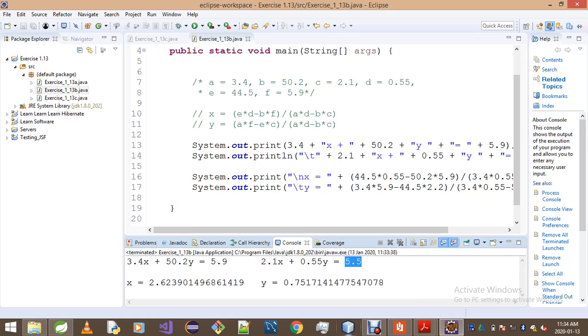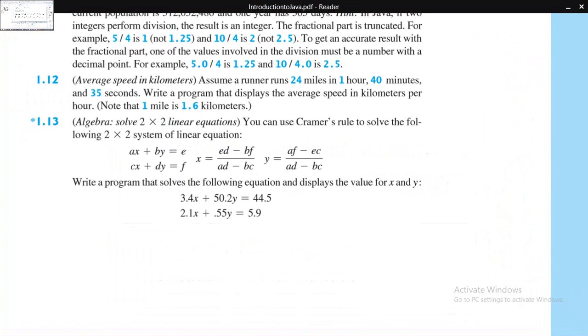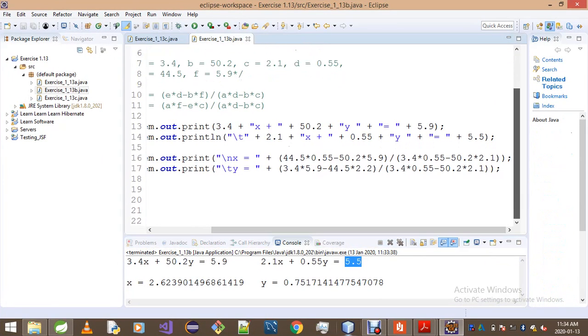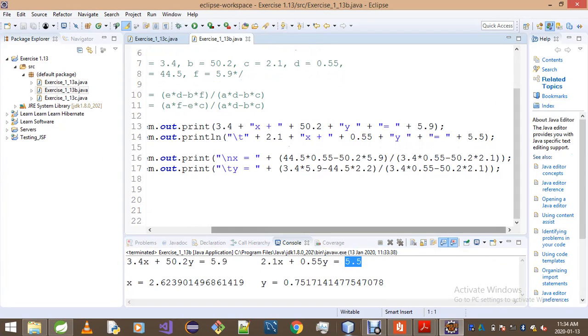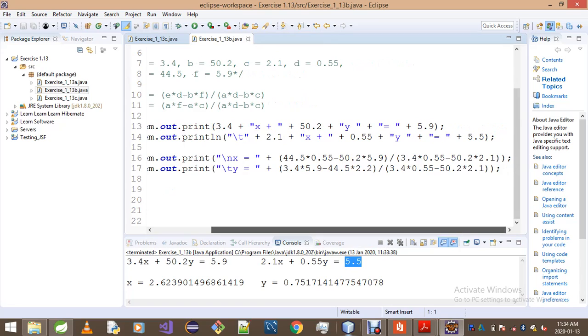I wrote 5.5 instead of 5.9, but that's easy, you guys. You can modify it yourself. The point is, you saw how this whole thing is done. But what I'm gonna do here, I'm gonna modify this and put 5.9, not 5.5.